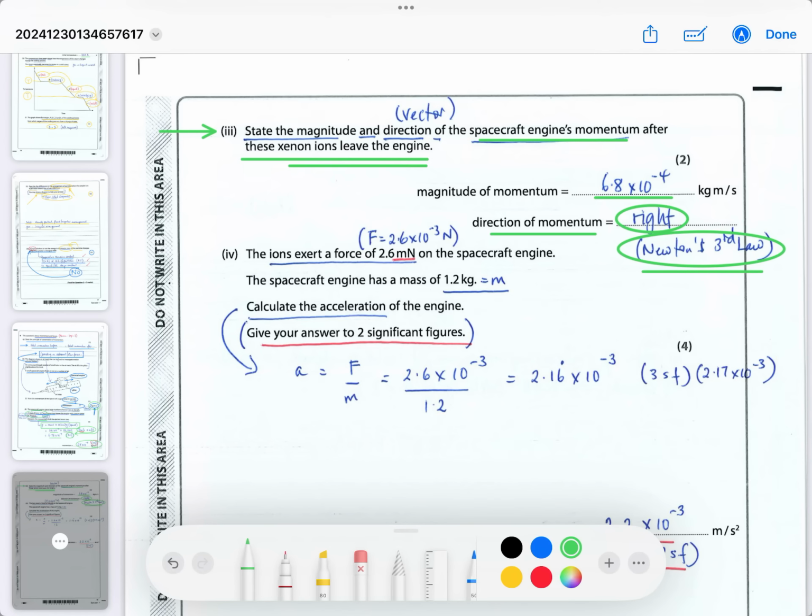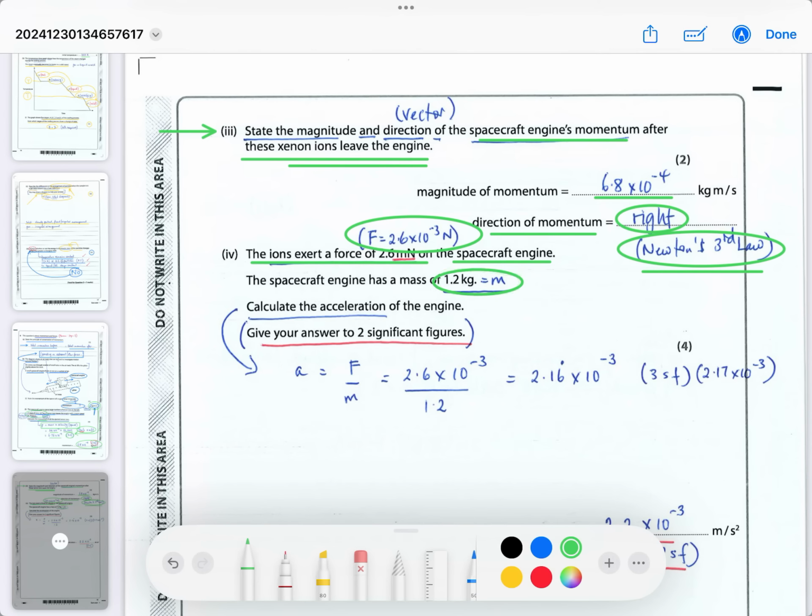It then says the ions exert a force of 2.6 millinewtons. Now remember, milli means 10 to the minus 3 or 1,000th, so don't get confused. That's one of the easiest ways of losing marks, not realizing that you need to change the milli into standard form or move the decimal place 3 places back. So the ions exert a force on the spacecraft engine. Tiny little ions are producing a force. The spacecraft engine has a mass of 1.2 kilograms.